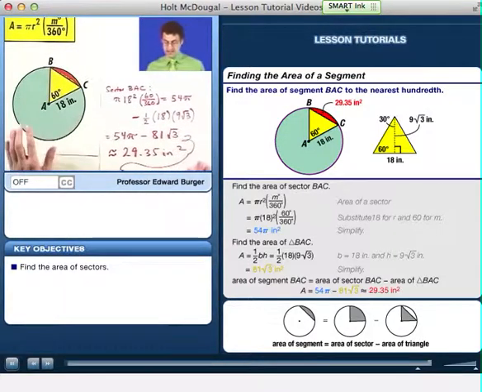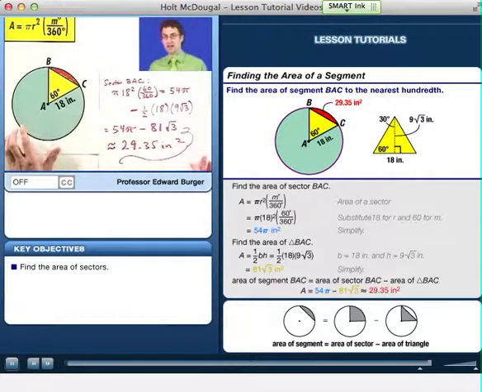And so there you can see how to find the area of a segment by taking the area of the analogous sector and subtracting off the area of the triangle.